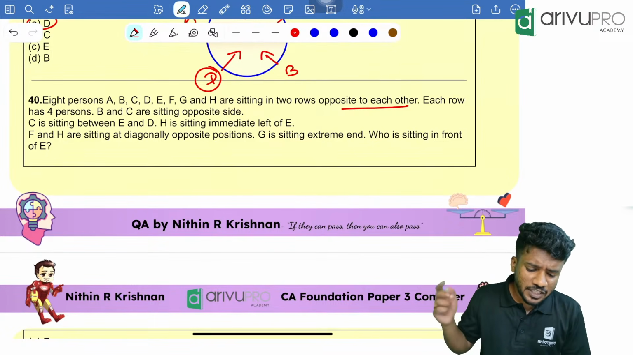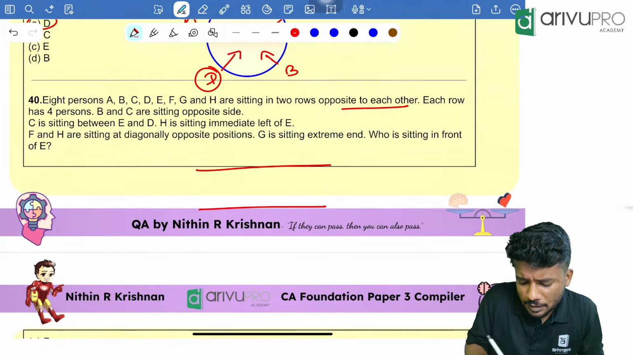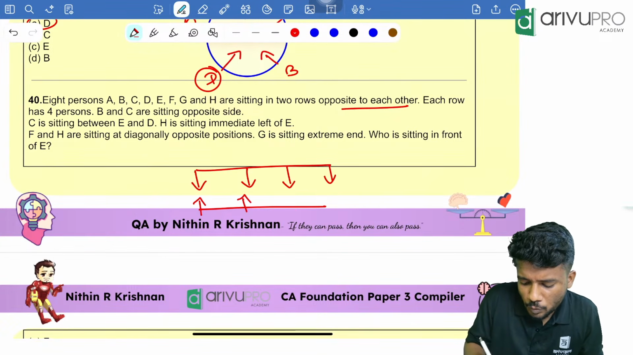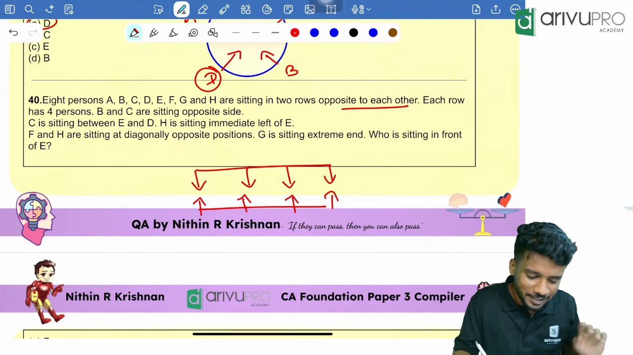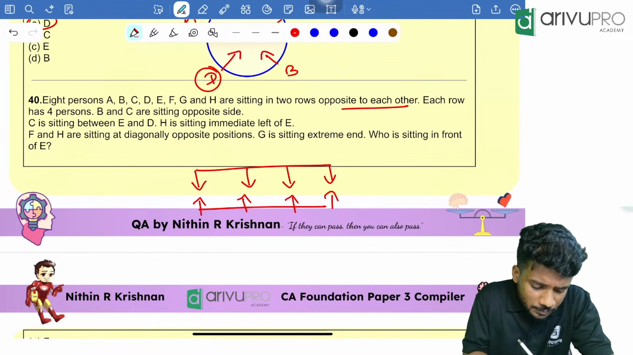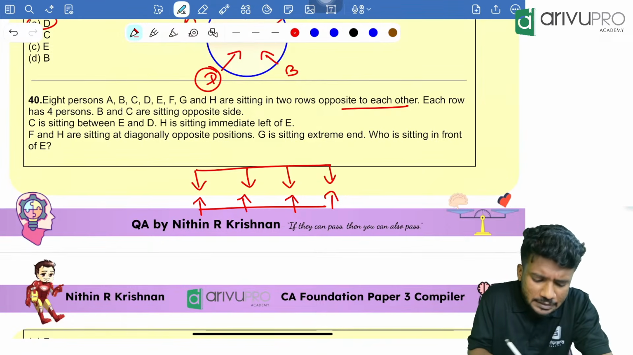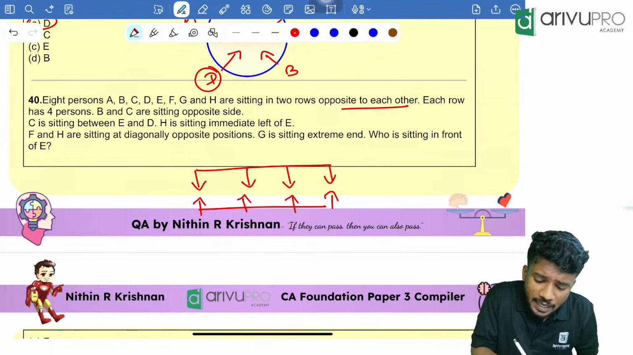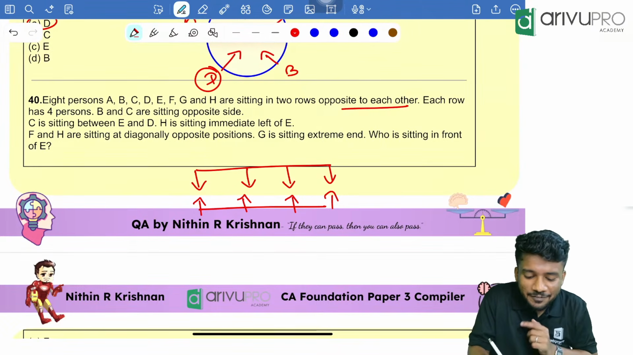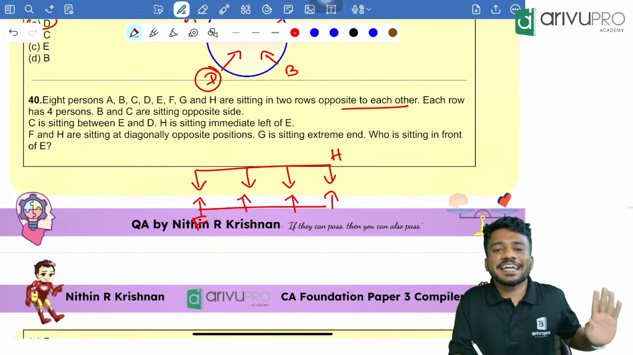8 persons A, B, C, D, E, F, G, H are sitting in 2 rows facing opposite to each other. That means 4 people are sitting opposite to each other. In total, 8 people are there. B and C are sitting on opposite sides. C is sitting between E and D. H is immediate left of E. F and H are sitting diagonally opposite. We will start with that.